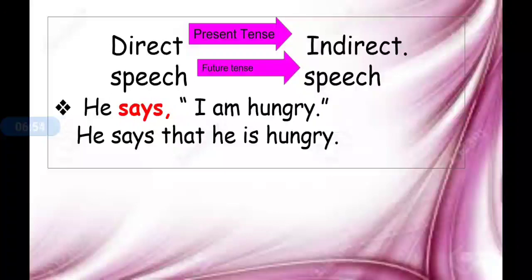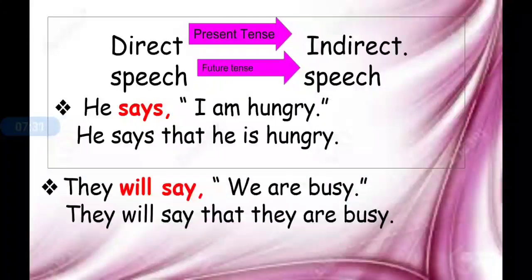What we need to remember: if the reporting verb is in the present tense or future tense, then the tense of the verb inside the quotation marks, that means the direct sentence spoken by the speaker, will not change. Pronouns will be changing. That means I will become he because he is saying those words. But the tense of the direct sentence will not change if the reporting verb is in present tense or in future tense.